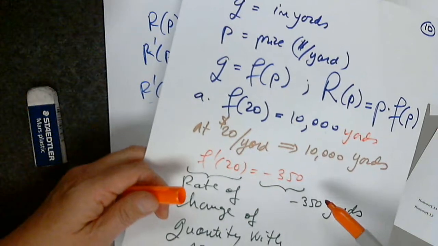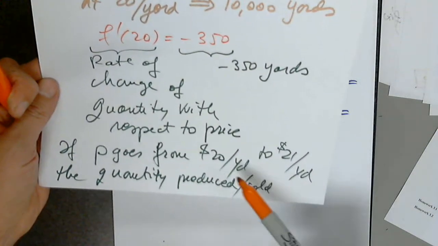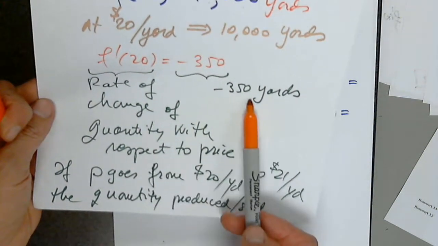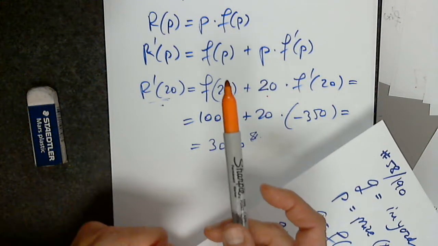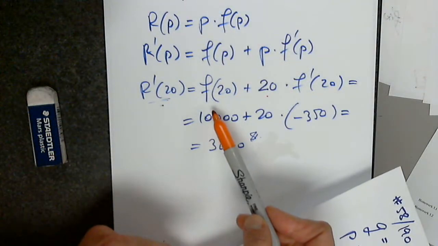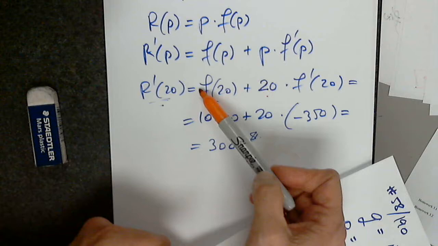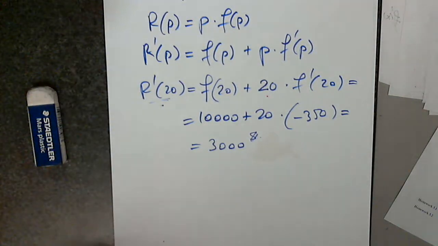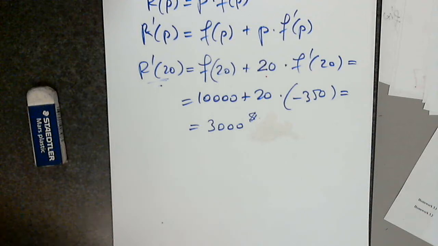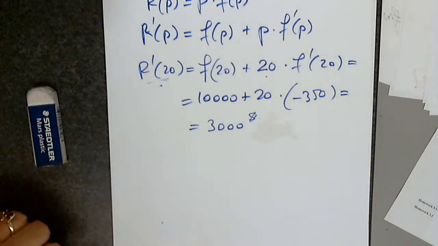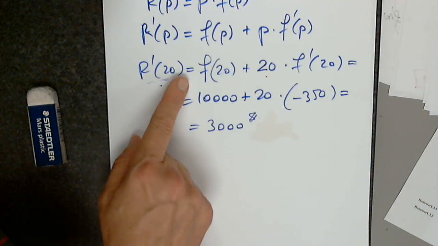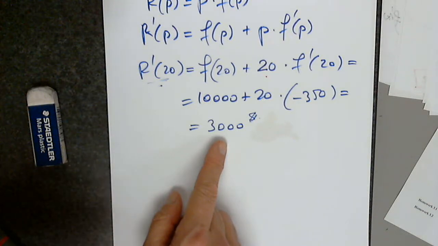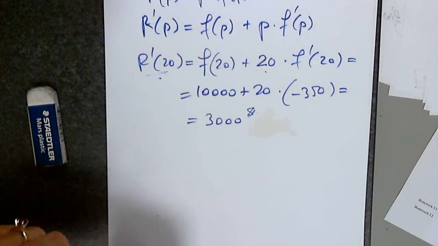F prime, right? F prime. So this is yards and this is dollars per yard. So it's dollars, F of 20. Yes, but the price is here. Yes, it's 1. Yes, that's correct. Okay, very good. So how do we interpret this? All these measurement units have to be there. When we increase the price from 20 to 21, what happens to the revenue? Increases by 3,000. Yeah.